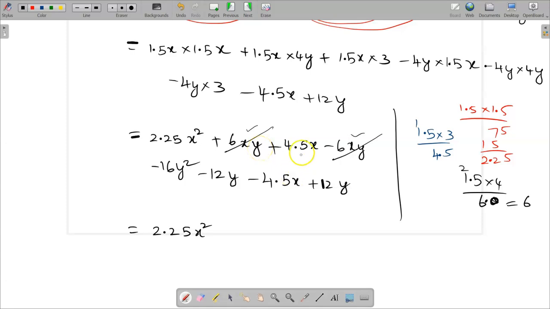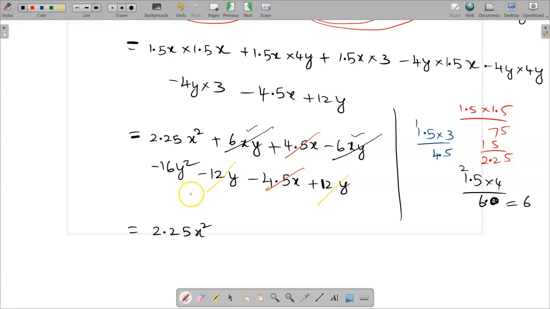And then x term available, here one x term, here one x term. Similarly, here plus 4.5, here minus 4.5. This and this you can cancel out. Then coming to the y term also here plus 12, here minus 12. So this and this you can cancel out. So this term and this term you can cancel out.